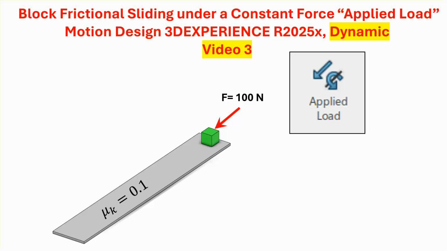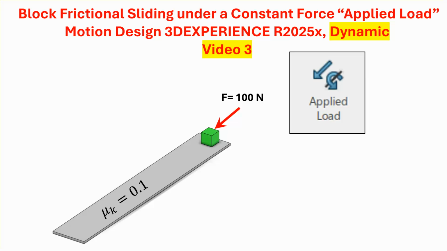Good day, folks. This is video number 3 or tutorial number 3 in a playlist that's called Motion Design 3D Experience, the dynamic aspects. And I will be doing a problem which is a block that's sliding on a surface, as you can see here, and there is friction between the two surfaces. Now notice that there's a constant force that's acting there, and in principle, this block will go along a straight line down the track. The only thing is that, and that is a prismatic, actually prismatic joint.